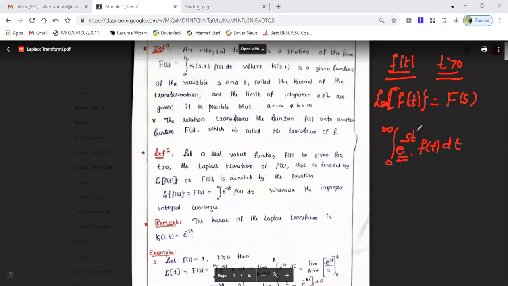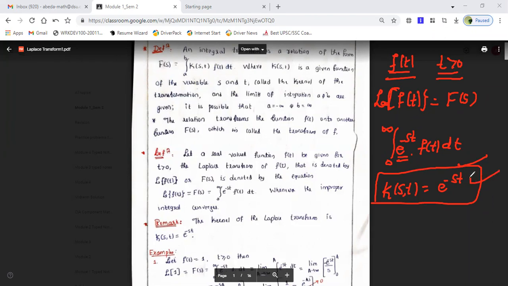In place of K of s,t, I am having e to the power minus st. So please remember, the kernel of the Laplace transform is e to the power minus st. In the examination, for 1 mark, if they ask which of the following is the kernel of the Laplace transform, they may give you e to the power minus st, e to the power st, K of s,t itself, or none. The answer is e to the power minus st.